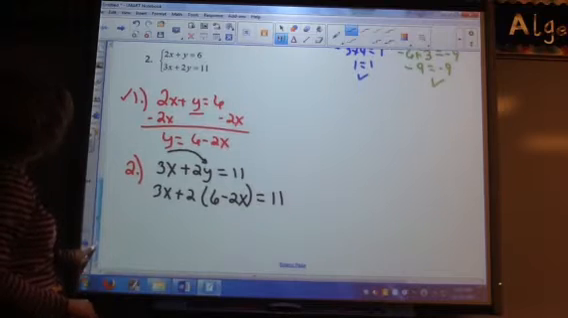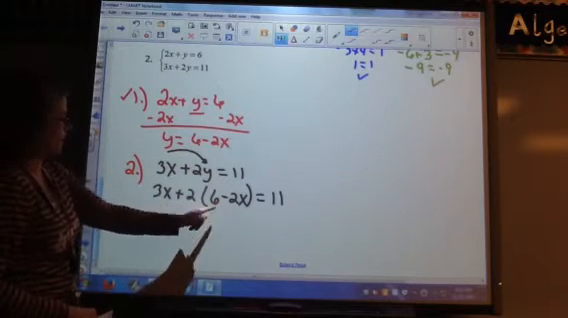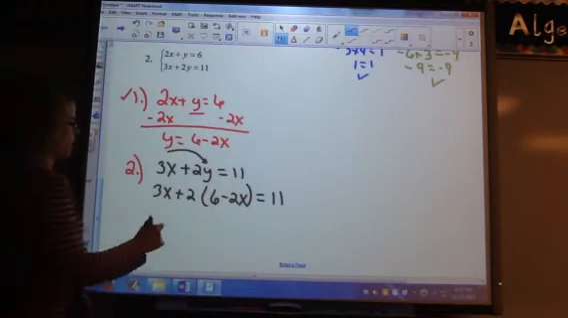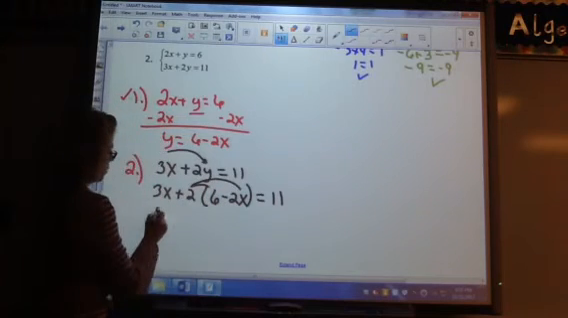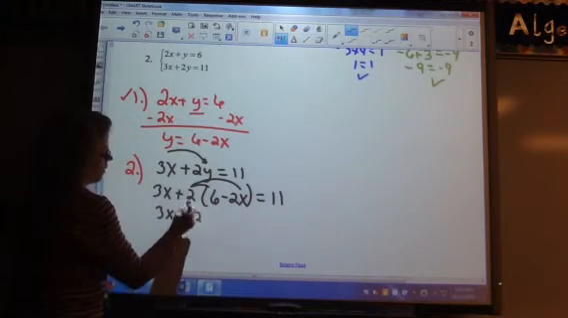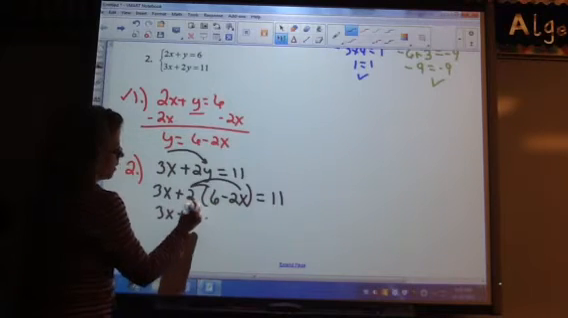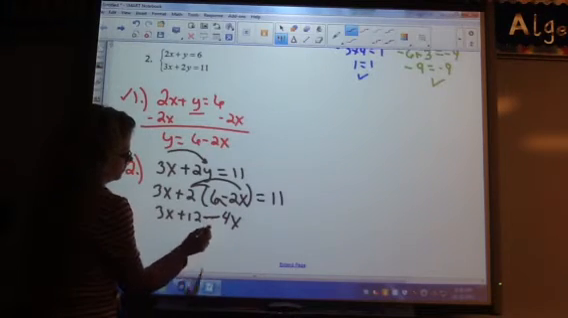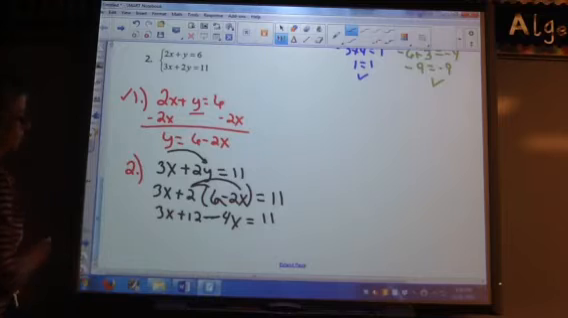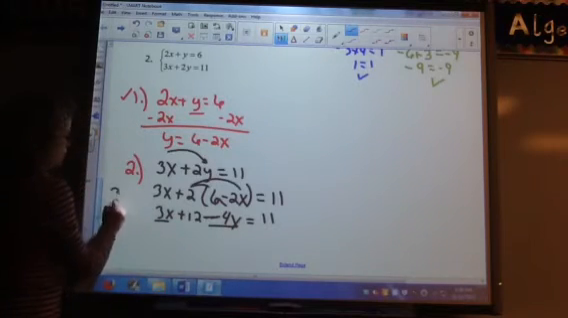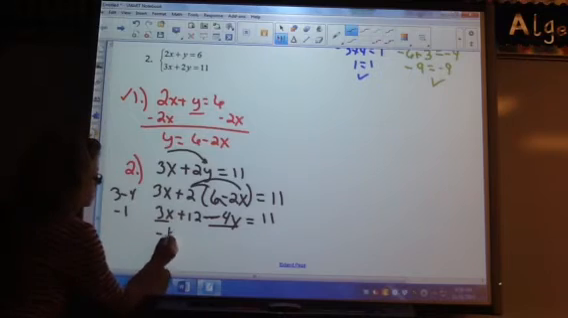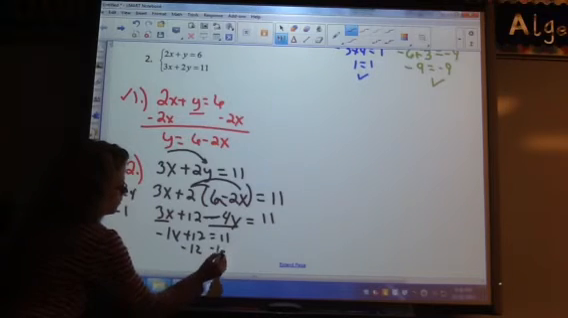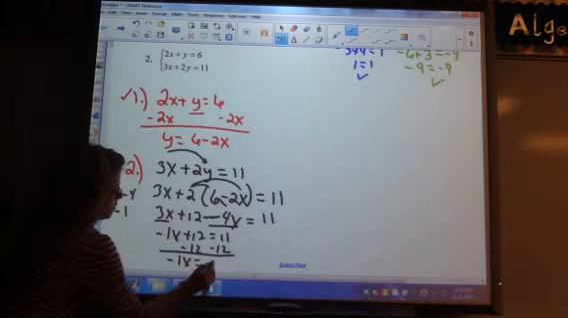Okay? So I substituted in for y. Now I just have the variable x. So I need to solve this multi-step equation and find out what my x value is. So to simplify on the left side, I need to distribute first. 2 times 6 is 12. 2 times a negative 2x is a negative 4x. And then bring down the right side. Combine like terms. So 3 minus 4 is a negative 1. So I have negative 1x plus 12 equals 11. Subtract 12. So negative 1x equals negative 1.